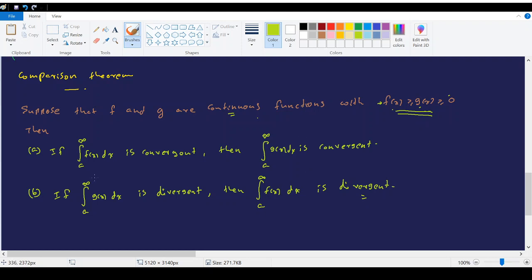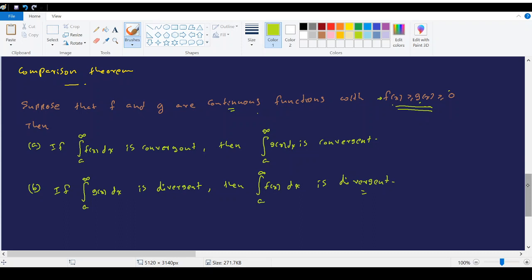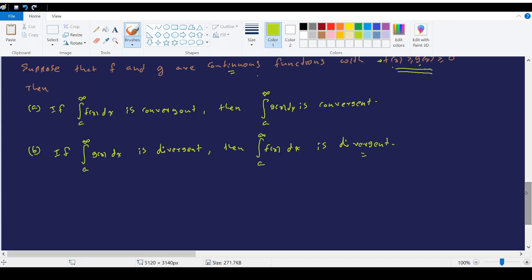So this is basically the comparison theorem, and we will end this section in the next video by doing 2 examples related to the comparison theorem.